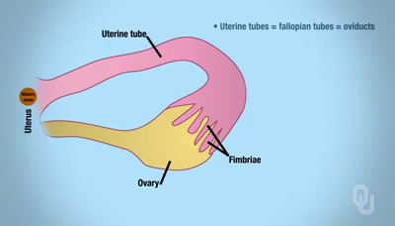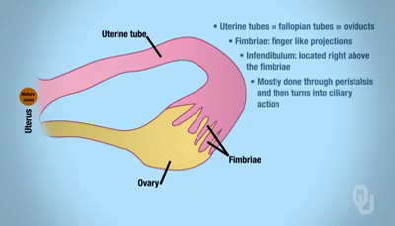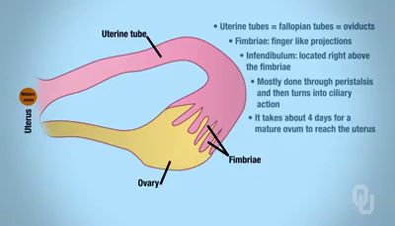We need to talk about the infundibulum and the fimbriae. The fimbriae are these finger-like projections. The infundibulum would be located right above the fimbriae, and they help pick up the ovum that's been released from the ovary. Once that mature ovum leaves the ovary, the fimbriae and the infundibulum help move that mature ovum into the uterine tube. That's done mostly through peristalsis initially, and then it turns into ciliary action that moves that ovum through the uterine tube. It takes about 4 days for that mature ovum to reach the uterus. So that concludes this segment.